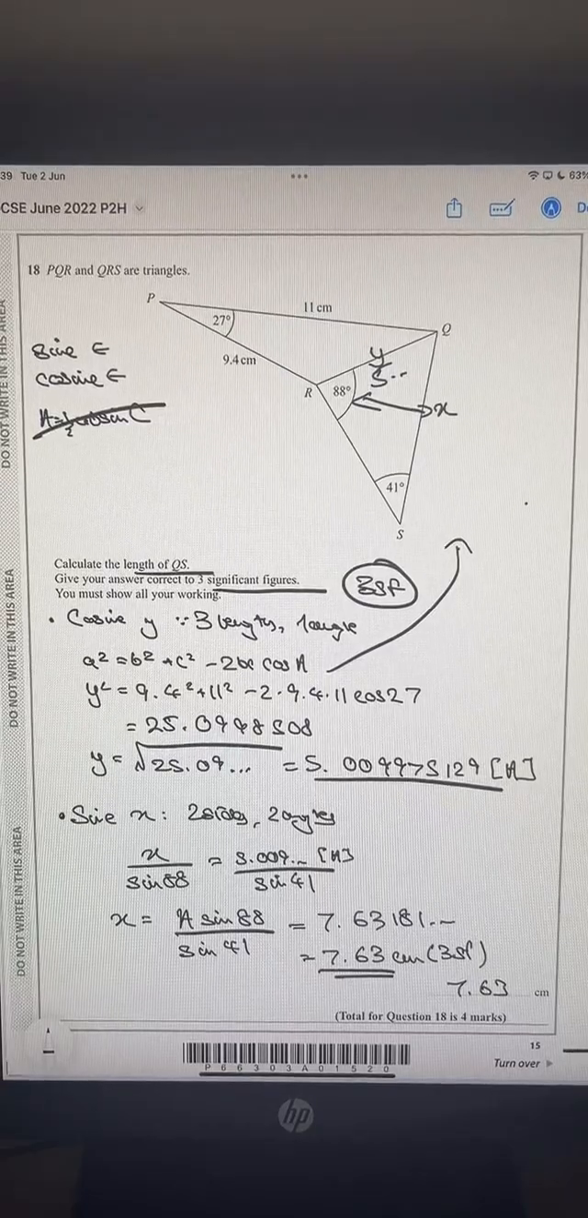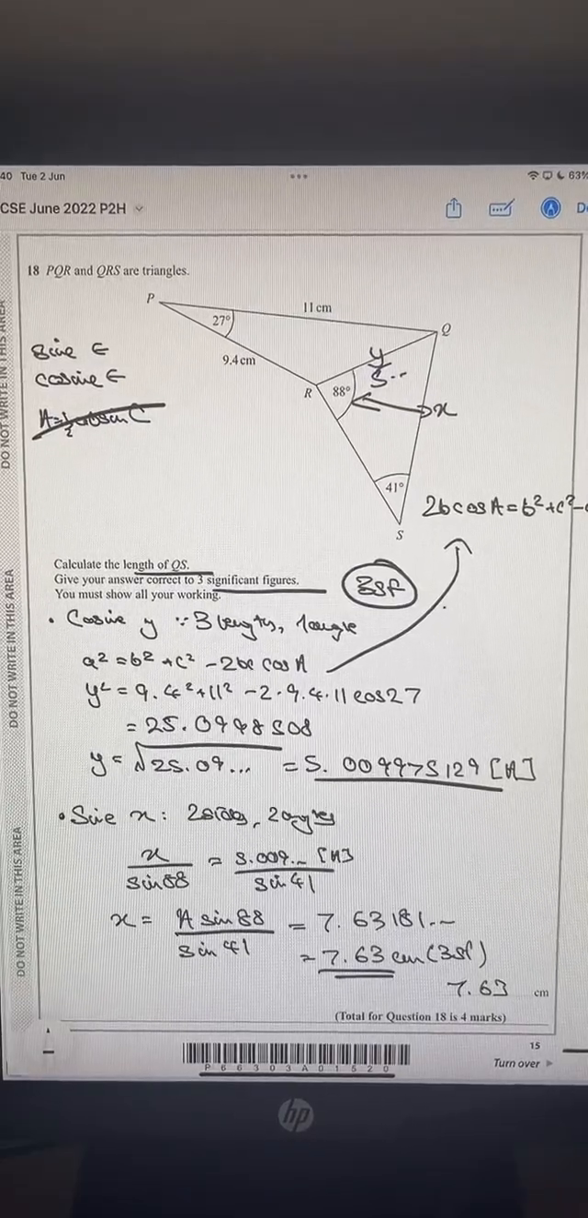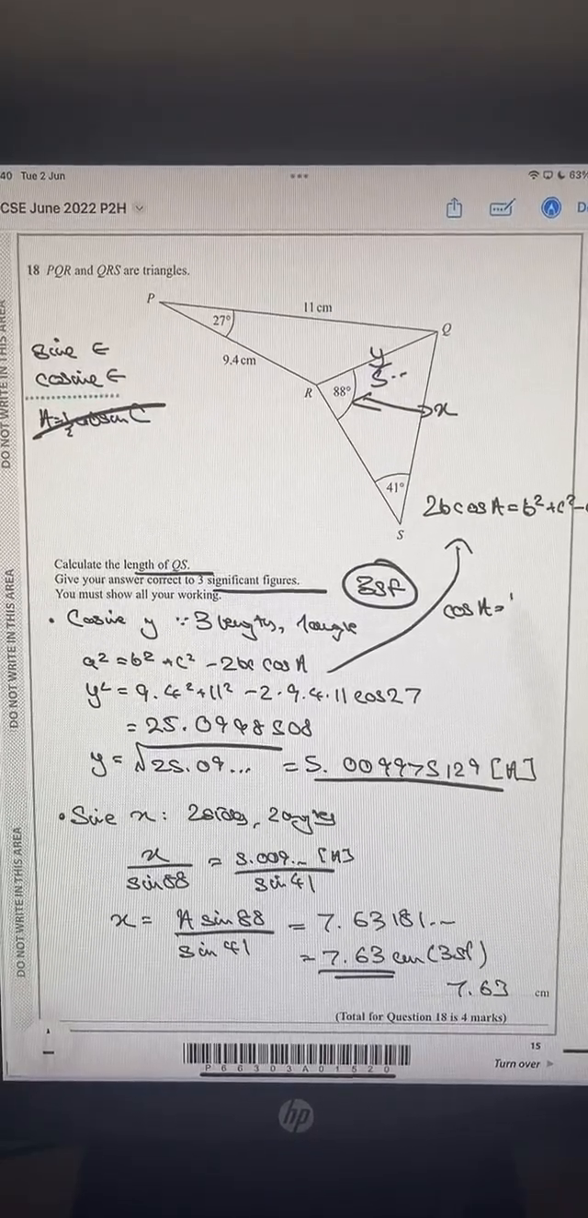But if you did rearrange for the angle, I'm going to bring this onto my left side. So add 2bc cos A onto my left side, and I'm going to subtract a squared onto my right side. So I get 2bc cos A equals b squared plus c squared minus a squared. And I want cos A, so cos A equals b squared plus c squared minus a squared.